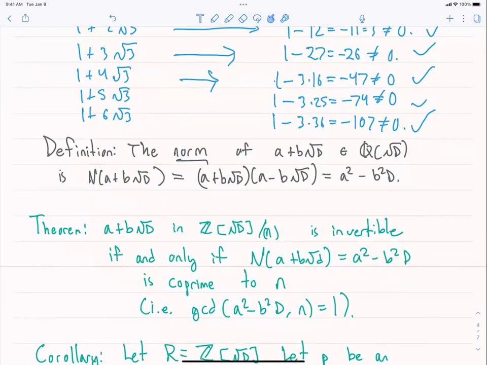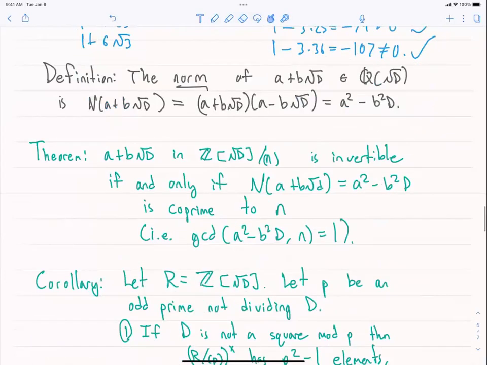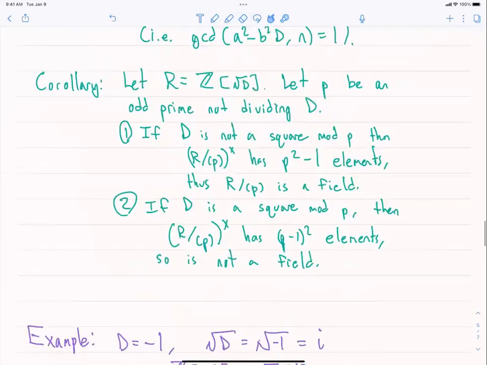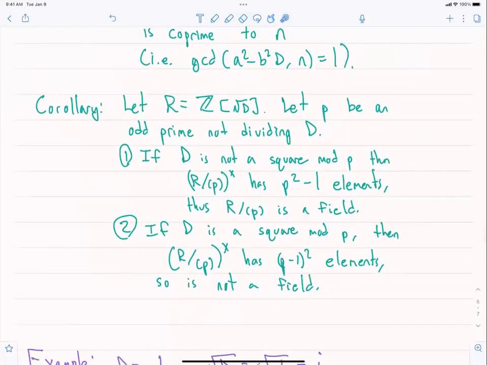Good. So you'll do lots of exercises like that on the worksheet. Let me just state a corollary related to this example. We let R be Z adjoin square root of D. We let p be an odd prime not dividing D.